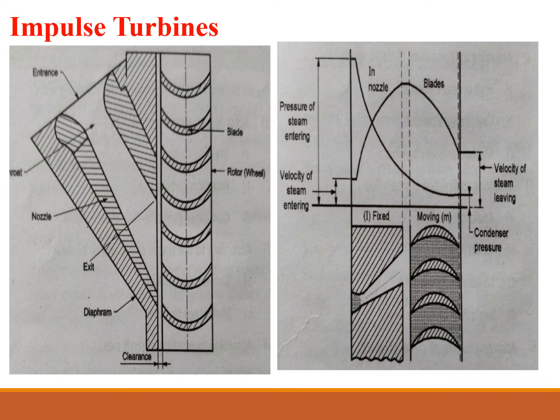The law of momentum states that the sum of the moments of external force acting on a fluid which is temporarily occupying the control volume is equal to the net time change of angular momentum flux through the control volume. The nozzle axis is inclined at an angle to the tangent of the rotor. Figure shows the variation of pressure and velocity of steam while passing through nozzle and turbine blade.